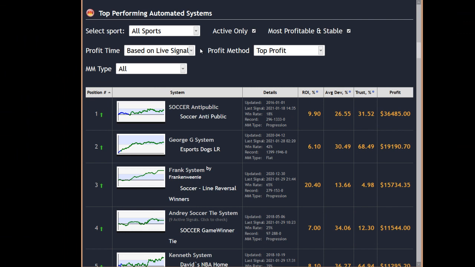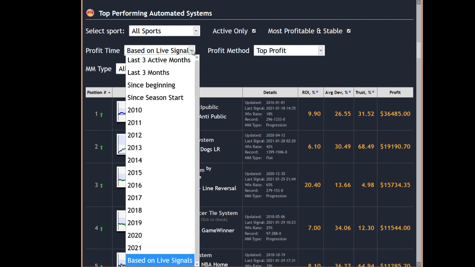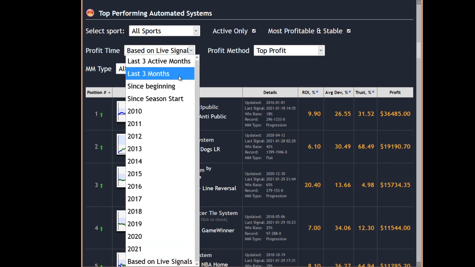Then you can also choose the time period over which the system's profitability is measured. So as you can see here, we have the last three active months, last 3 months, since the beginning, that is from the inception of the system. Or you could also restrict it to only this year's seasons. Plus, you can select any specific year over the past decade.